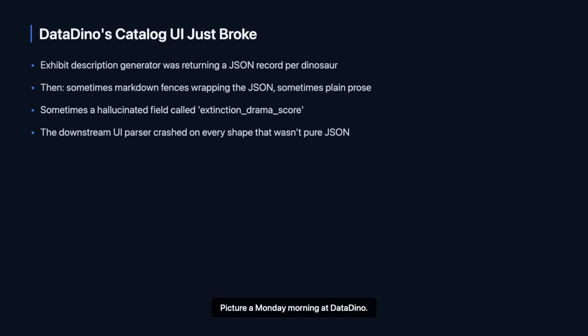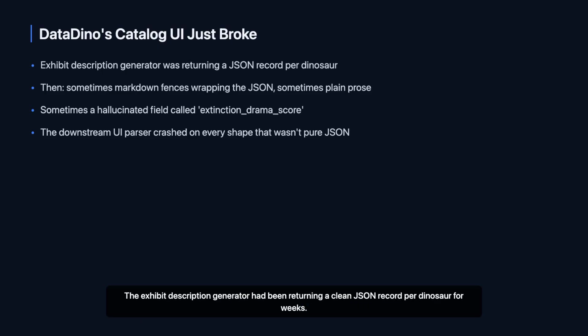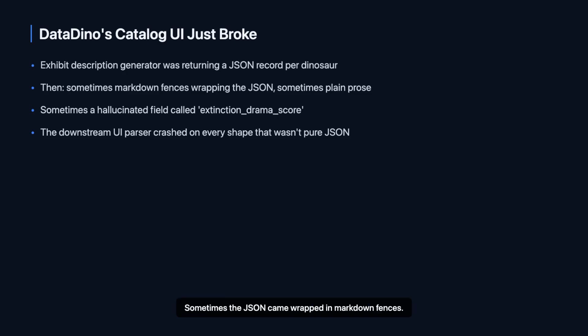Picture a Monday morning at DataDino. The museum app team rolls in to find the catalog UI throwing parse errors on half the exhibits. The exhibit description generator had been returning a clean JSON record per dinosaur for weeks. Then, overnight, it started drifting. Sometimes the JSON came wrapped in markdown fences, sometimes it came back as plain prose, and in one case, it invented a brand new field called extinction_drama_score. The downstream parser, which expects exactly one shape, crashed on everything else.